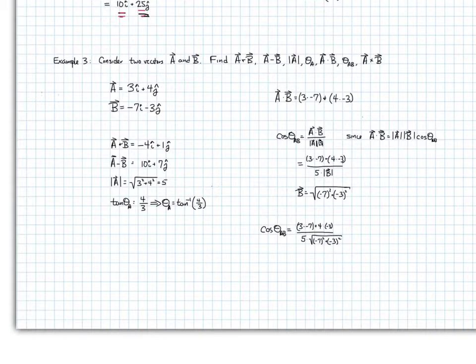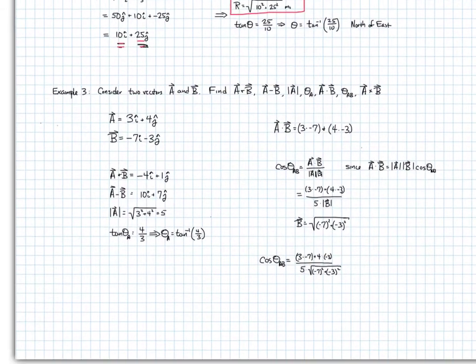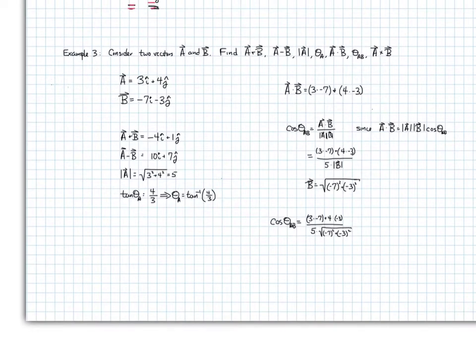Okay, let's do this problem where we essentially do everything we know about vectors at this point. So we're going to take two vectors, A and B. We're going to add them, subtract them, find the magnitude, find the angle that A makes with the horizontal axis, find the dot product, the angle between the vectors, and the cross product. Alright, so our two vectors, let's try that again.